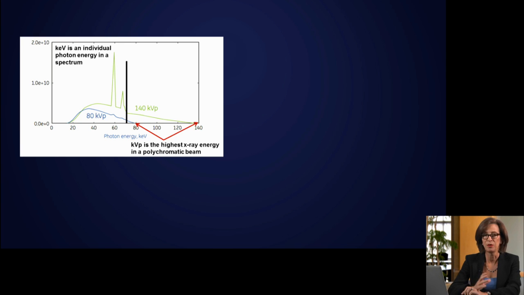You all are familiar with the term kVp, and basically kVp denotes the highest energy X-ray in a polychromatic beam, and when we do regular single energy CT, we're generally sending a 120 kVp beam through a patient. KeV, on the other hand, talks about an individual X-ray photon energy in a spectrum. So a 120 or 140 kVp polychromatic beam contains energies throughout the spectrum, as you see in this graph here.